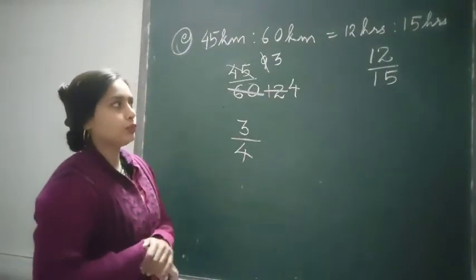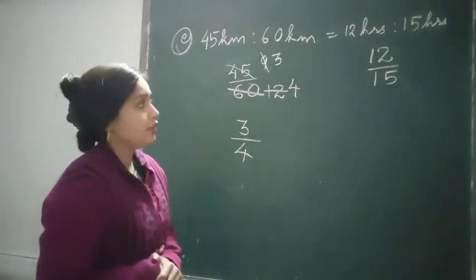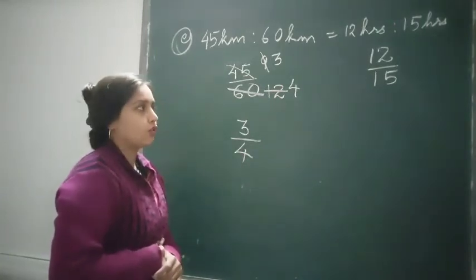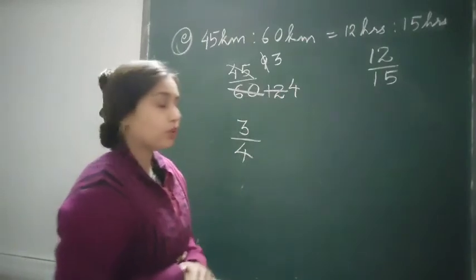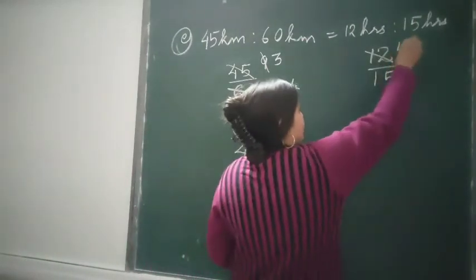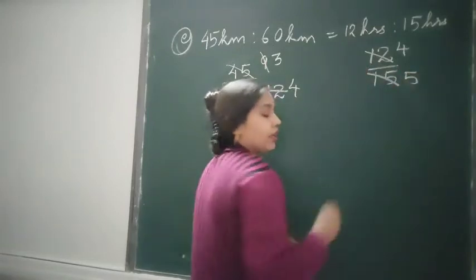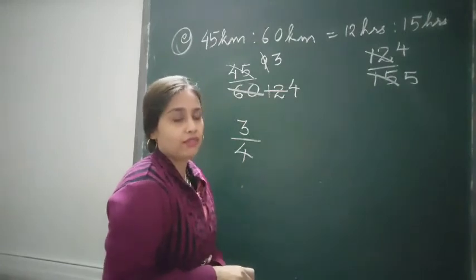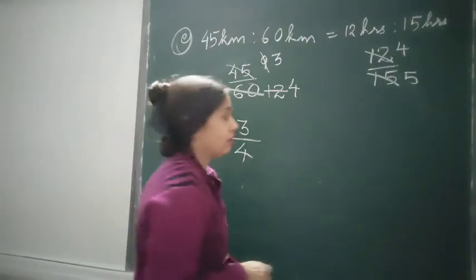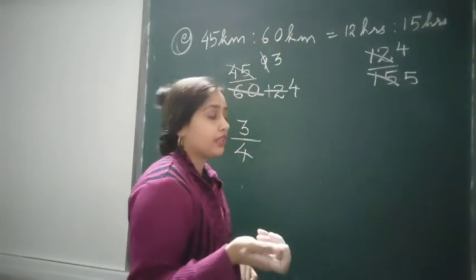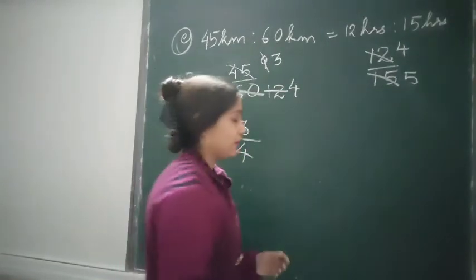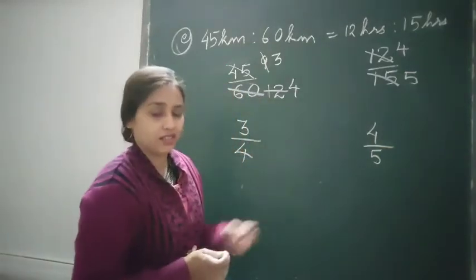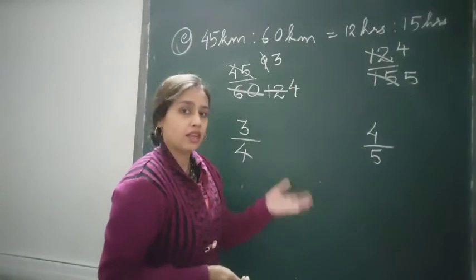Now children, we go to 12 by 15. 12 and 15 both are divisible by 3. So we divide 12 and 15 both by 3. So 3 fours are 12, 3 fives are 15. That's it? Yes, because 4 and 5 have nothing in common except for 1, and it's of no use dividing the number by 1. Why? Because we'll get the same number again. So 4 by 5 is the simplest form. Okay, that is, it is in the standard form.